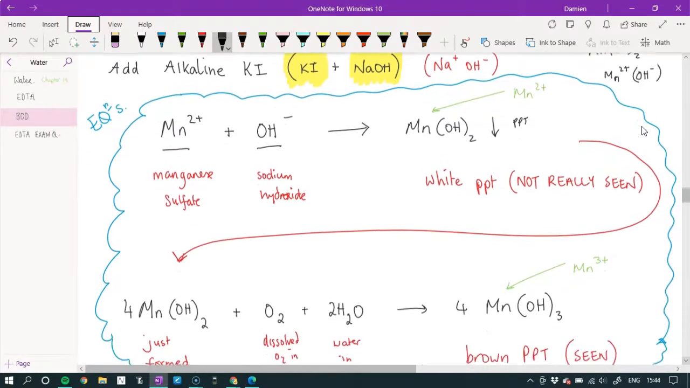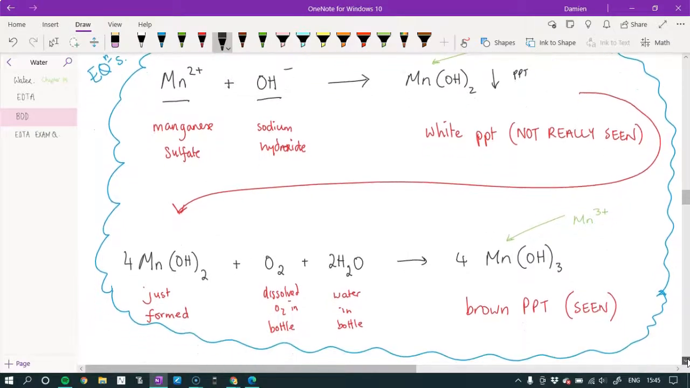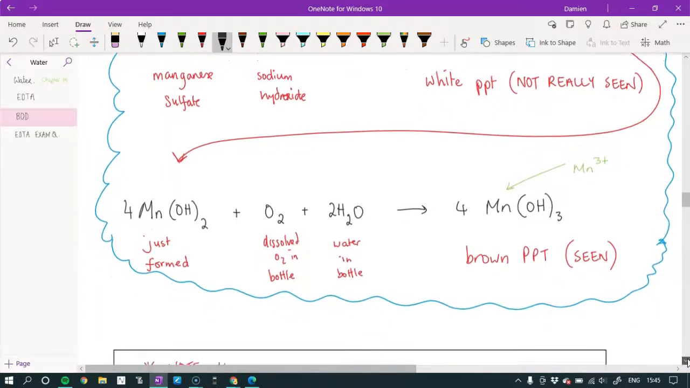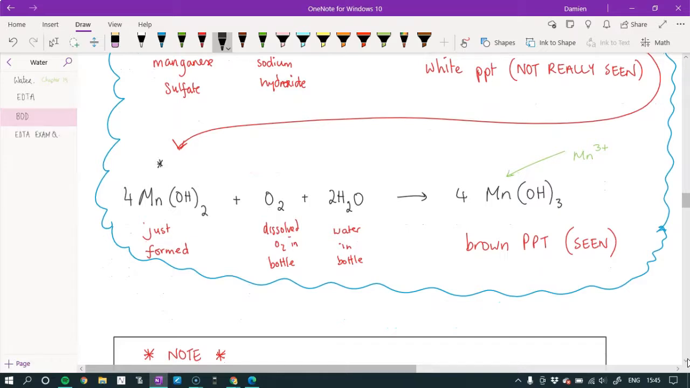Now if we scroll down, now that the Mn(OH)2 precipitate has been formed inside the jar, that's where we're going to continue from. Mn(OH)2, and I've balanced the equation here. The Mn(OH)2, which has just been formed, reacts with the oxygen that's dissolved in the bottle, and it also reacts with the water in the bottle, the 2H2O, and you end up forming Mn(OH)3, which is the brown precipitate that you saw in the bottle. In this Mn(OH)3, we have Mn3+. The reason why is because OH is minus, and if you've got three of those, Mn3+ has to be formed. The Mn3+ gives us the brown color. So now we've got a brown precipitate formed.